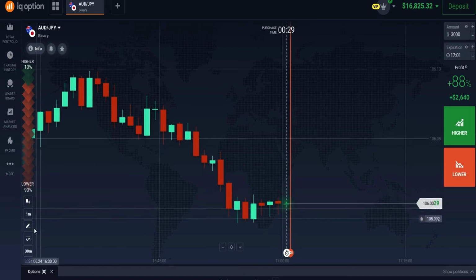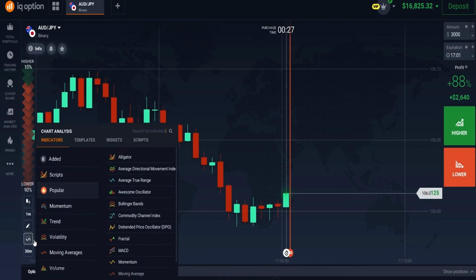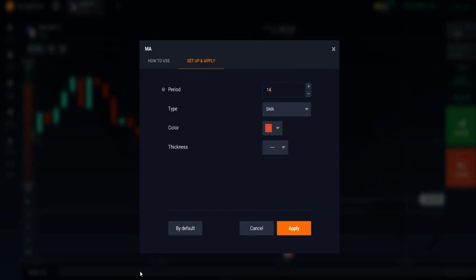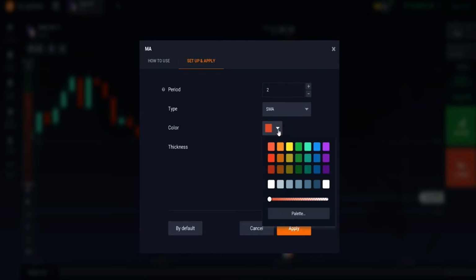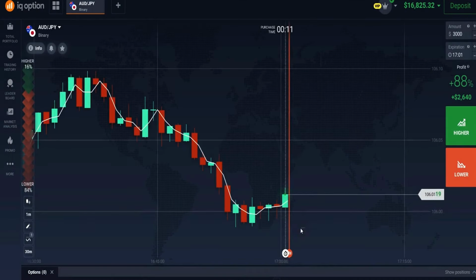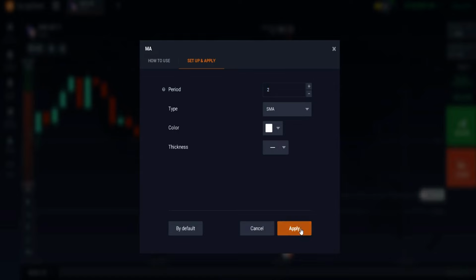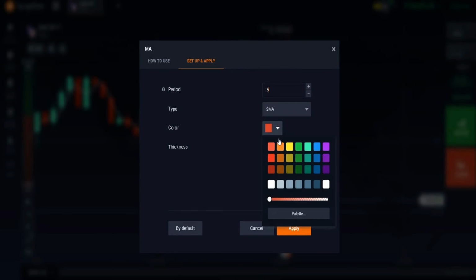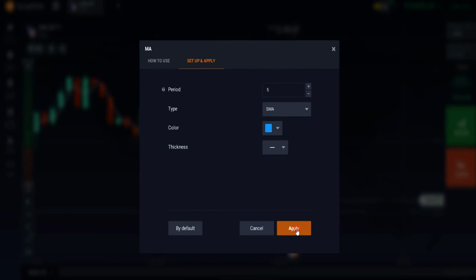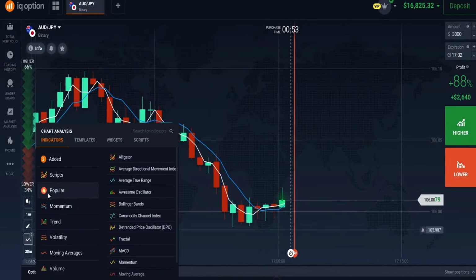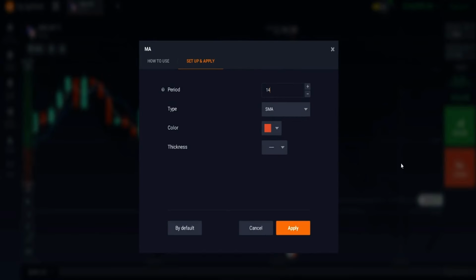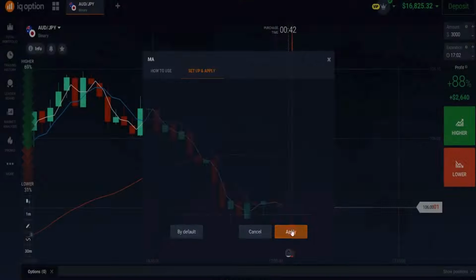Let's start by applying the 3 simple moving averages on the trading platform. The period of the first moving average will be 2. Set the type to simple, the color to white, and apply it. The period of the second moving average will be 5. Set the type to simple, the color to blue, and apply it. The period of the third moving average will be 50. Set the type to simple, the color to red, and apply it. Now, our trading setup is ready.